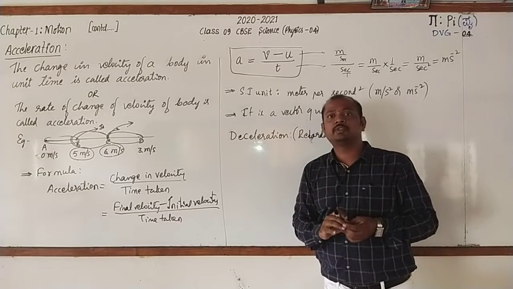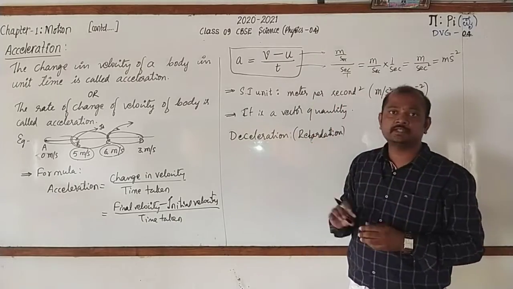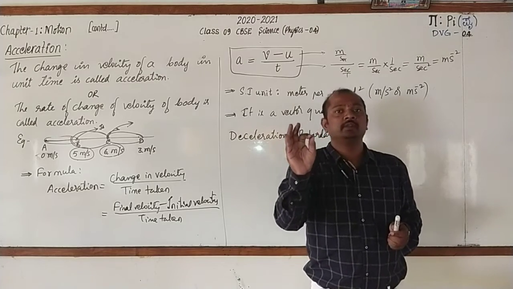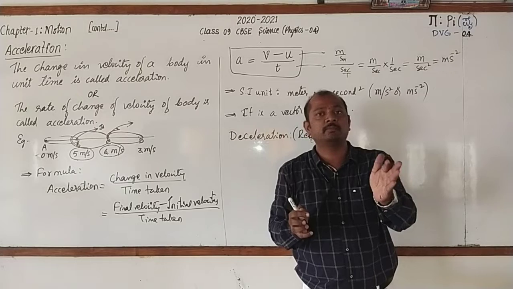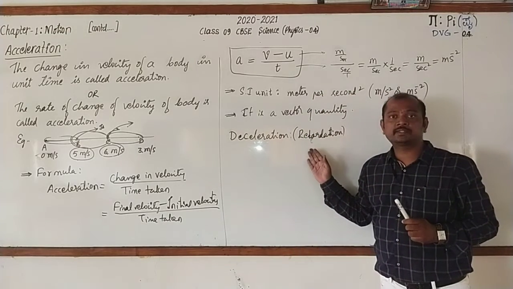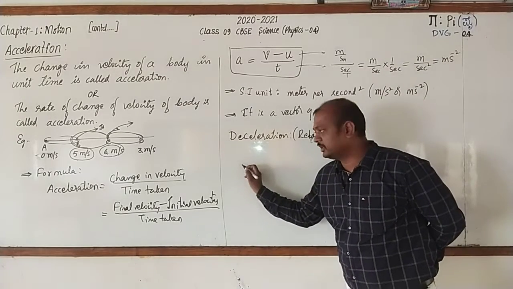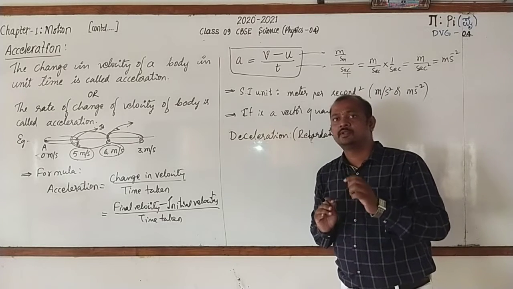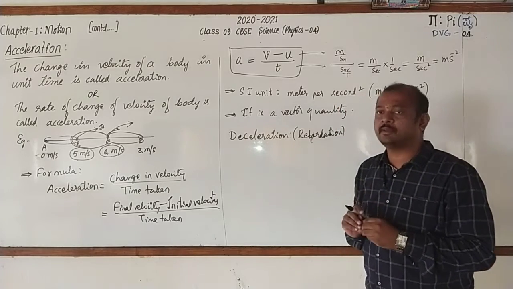Now, let me give you the definition of negative acceleration, nothing but deceleration. When a body moves along a straight line, if it decreases its velocity with respect to time, then it is called deceleration. Now let me go for writing the definition. Just observe. I'll take an example before writing the definition, because it may not be clear to you.